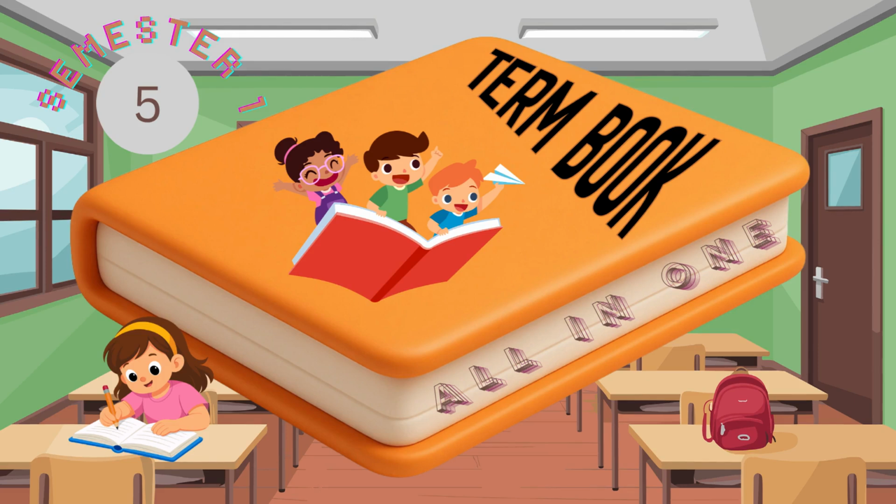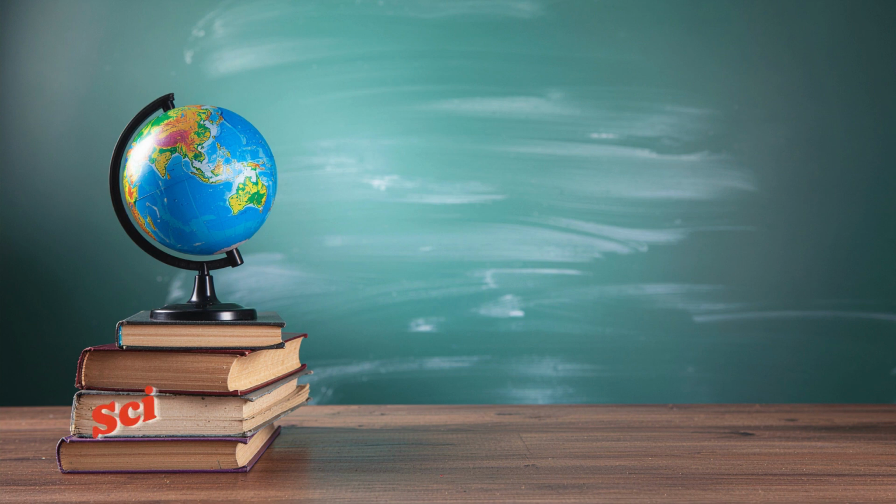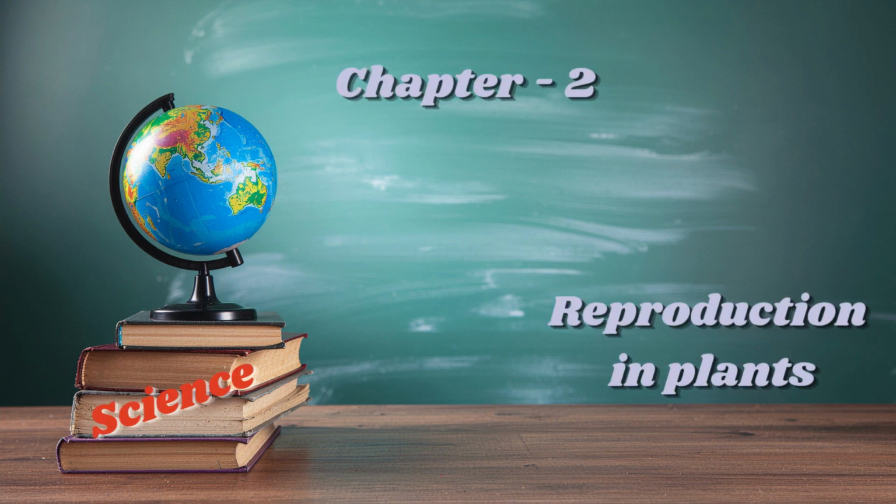Flamingo, all in one, term book, with Hindi. Class 5th. Semester 1. Science. Chapter 2. Reproduction in plants.